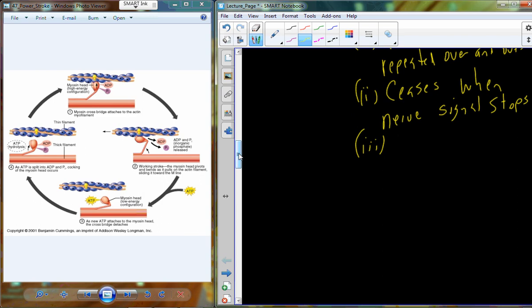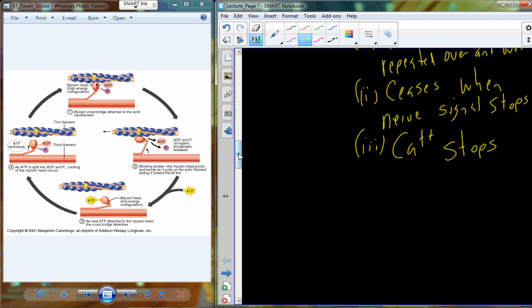So why, when we stop the nerve signal, does this power stroke stop? Remember, we need the nerve signal to maintain high levels of calcium in the cell. So when the nerve signal stops, we decrease calcium influx into the cell. And in addition, we begin to pull that calcium back out of the cell, pack it away into the sarcoplasmic reticulum, and kick it back out into the extracellular fluid. So as soon as the nerve signal stops, calcium levels drop. They're no longer high inside of the cell.